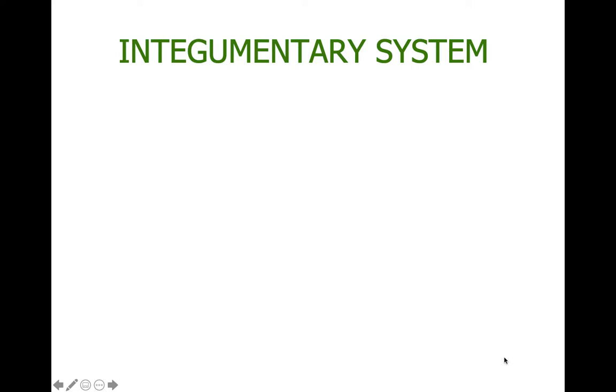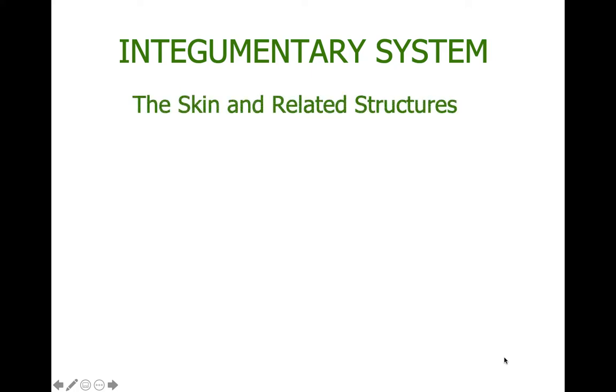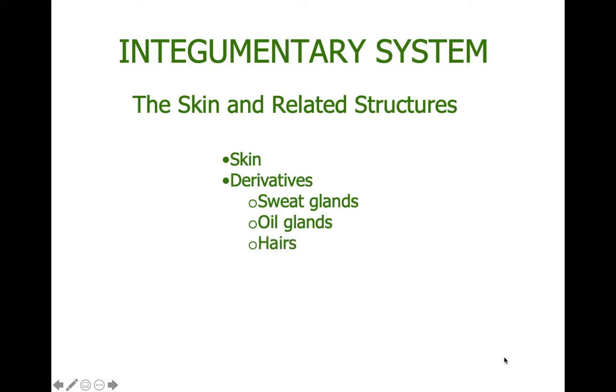Over again with the integumentary system and go from there. So as we know, this integumentary system is made up of the skin and all of its related structures, as we say, the skin and derivatives, which are those related structures that we're going to find contained within the skin. For example, sweat glands, oil glands, hairs, and nails.